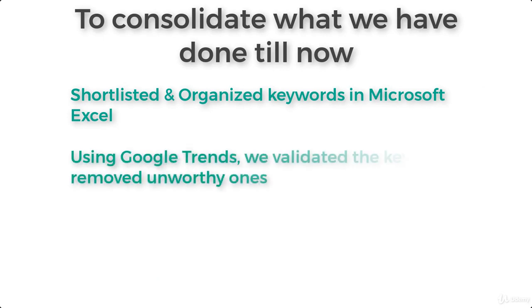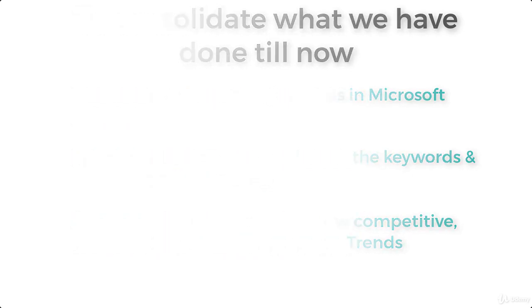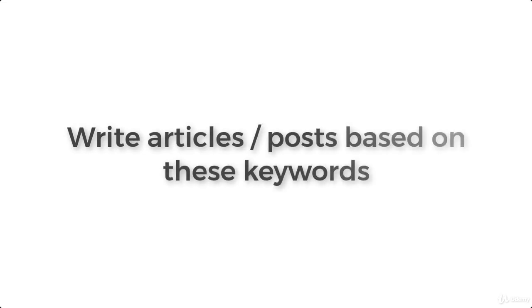Using Google Trends, we have validated the shortlisted keywords and removed the unworthy ones. At last, we have converted the broad keywords into trending long tail keywords or breakout low competition keywords using Google Trends. Once you complete all these 7 steps, you will get a validated list of around 50 to 60 top organic long tail keywords. Using these keywords, you can start writing articles or posts in your website one by one.